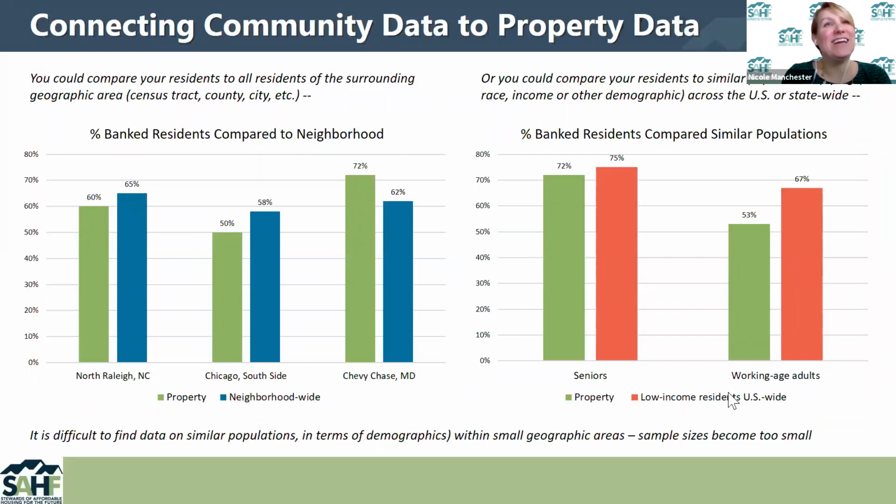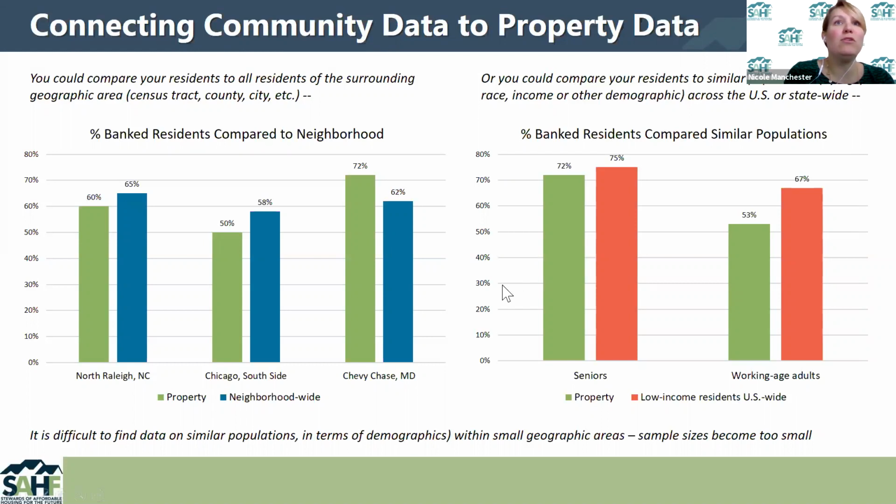But thinking about how to connect this data to your property data, these are just some purely hypothetical scenarios of how you might think about comparing your properties. So the chart on the left, let's say you have 3 properties and you collect data on what percentage of residents have a bank account, and you want to know how it compares to the neighborhood where they're located. So you'll see in 2 of your properties, one in Raleigh, one in South Side of Chicago, the rate is lower than the broader neighborhood, but then in one of your properties it's higher than the surrounding neighborhood.